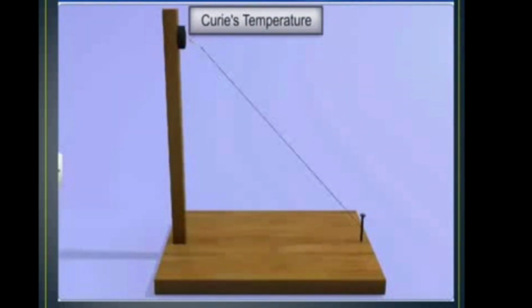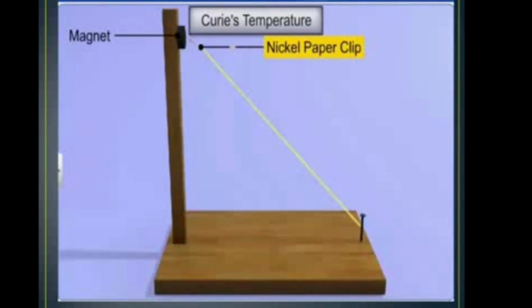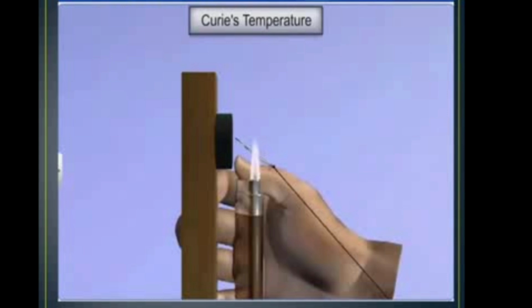Here the Curie-Weiss law comes in. In the Curie-Weiss law, as the temperature increases, the ferromagnetism decreases due to the increased thermal agitation. So we are increasing the temperature. See here the magnet is there and a nickel paper clip is there. According to that law, as temperature increases, the ferromagnetism decreases due to the increased thermal agitation of the atomic dipoles. At a particular temperature, the ferromagnetic material becomes a paramagnetic material. This temperature is known as the Curie temperature.